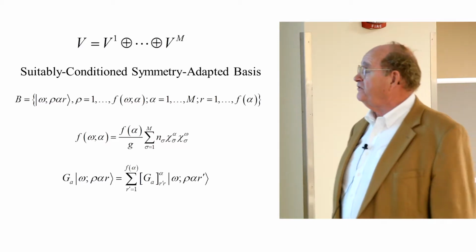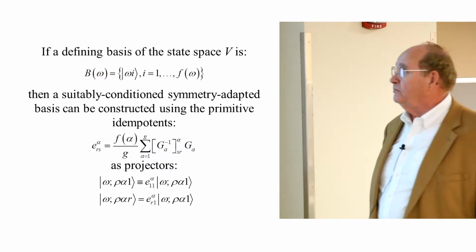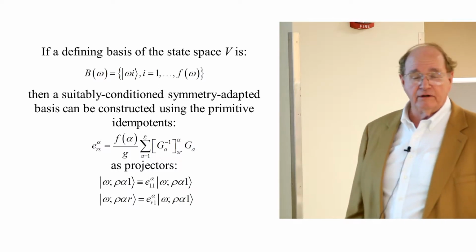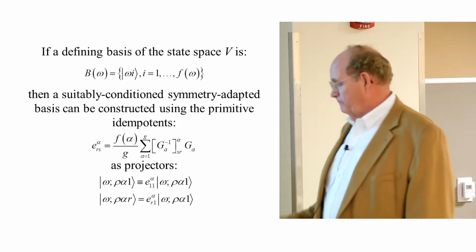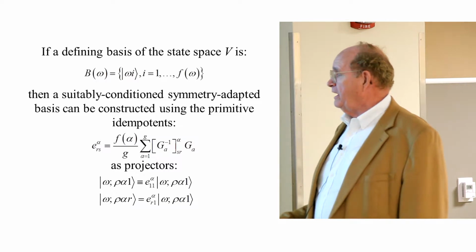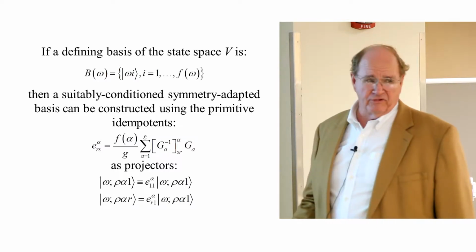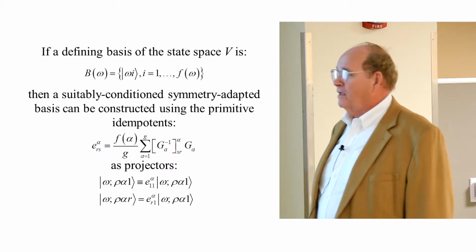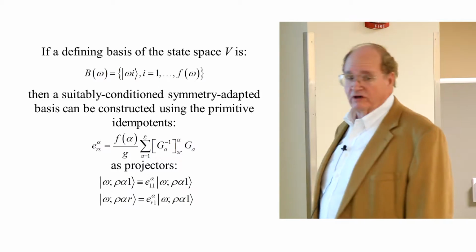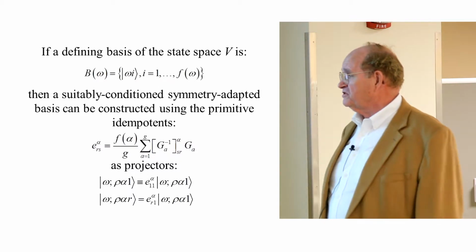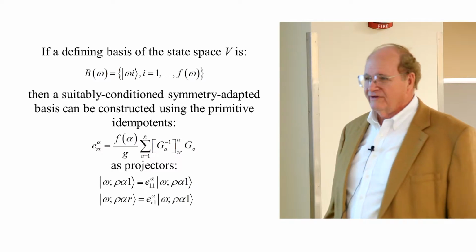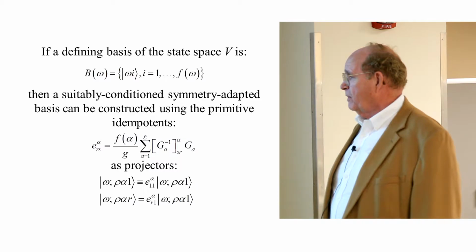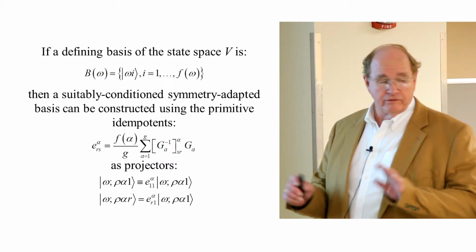Now, if a defining basis of the state space is this one, for example, B omega, then a suitably conditioned symmetry adapted basis can be constructed using the primitive idempotent. And that is one of these right here, E alpha RS. They have various names, sometimes called Wigner operators, primitive idempotents, matrix basis elements, and so forth, but we're not going to spend too much time talking about their names. We're going to use them and show how, A, you construct them, and B, how you use them as projectors. I'm coming back to this later. I'm just giving you the overview at this point.